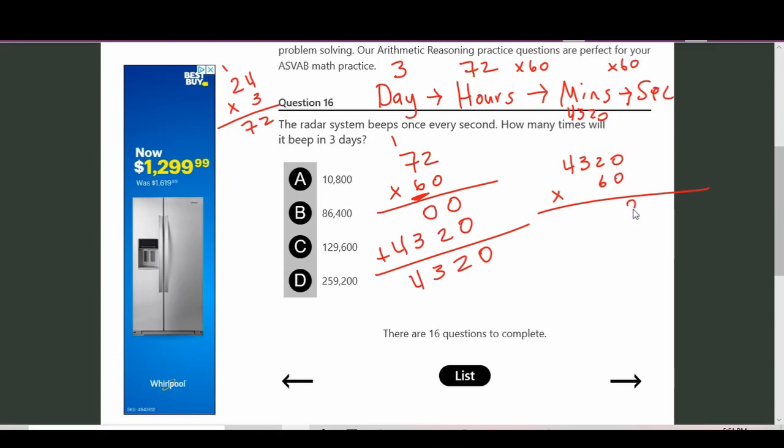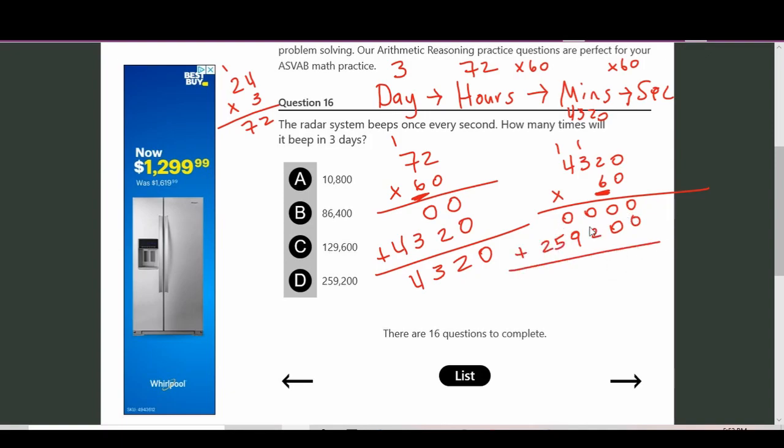0 times 0 is 0. 0 times 2 is 0. 0 times 3 is 0. 4 times 0 is 0. Add a 0 before we start working with this 6. 6 times 0 is 0. 6 times 2 is 12. Carry the 1. 6 times 3 is 18. Plus 1 is 19. Carry the 1. 6 times 4 is 24. Plus 1 is 25. Let's add.